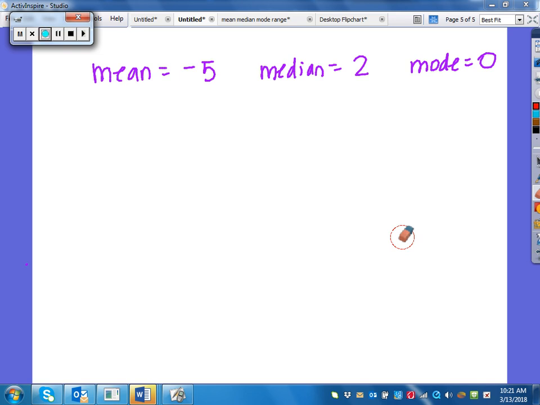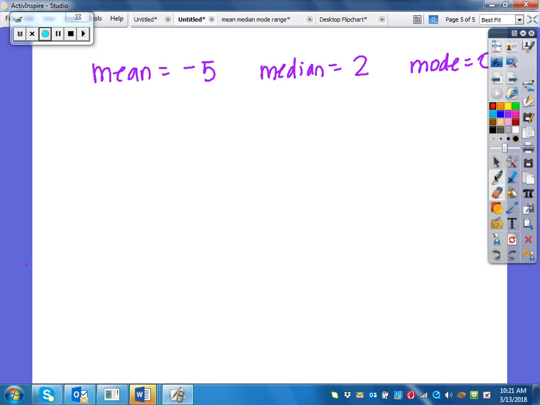So our goal is to try to create our own data set that's going to meet these requirements for these measures of center. It says the mean has to equal -5, the median is going to equal 2, and the mode is going to equal 0. So I can create a data set with any numbers that I want, with any number of numbers that I want, that would satisfy these 3 measures of center.